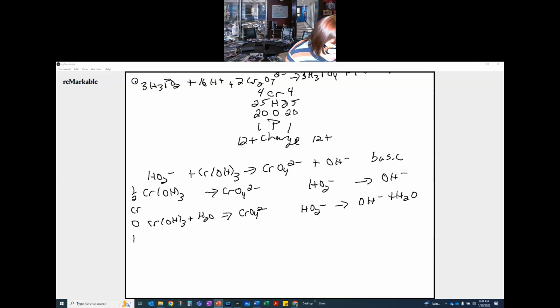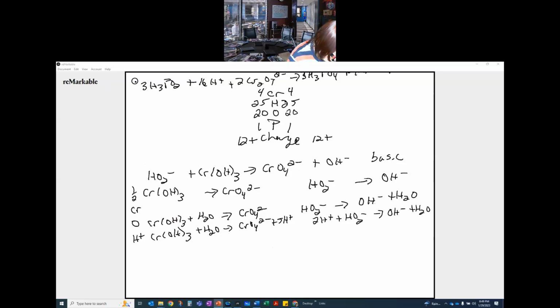Cool. Now we're going to balance for the protons, or H with protons. So I added 2 here, and I have 2 there, and 3 there, that's 5. So Cr(OH)3 plus H2O gives CrO4 2 minus plus 5H plus. Here I have 1H, 1H, 3 H's. So 2H plus plus HO2 minus gives OH minus plus H2O.